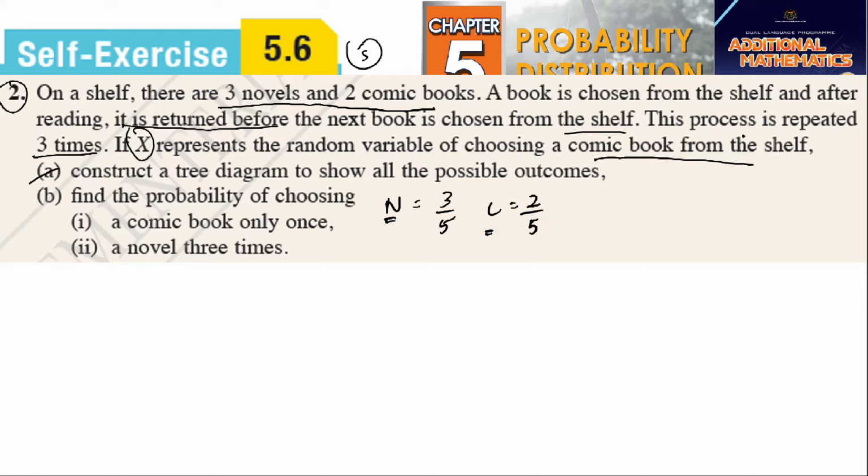Okay, so it says the process is repeated 3 times. X represents the random variable for choosing a comic book. So we are talking about comic book, right? Construct the tree diagram. So we have to know our X first. So here we know that our X is equal to, we see here 3 times choosing comic books. So you might either get none of the comic books, or you might get 1, 2 or 3.